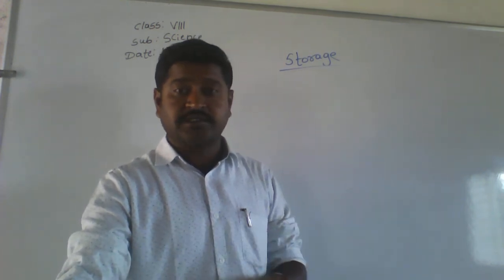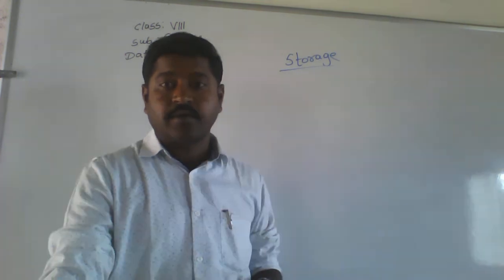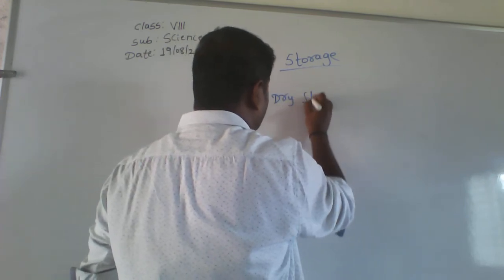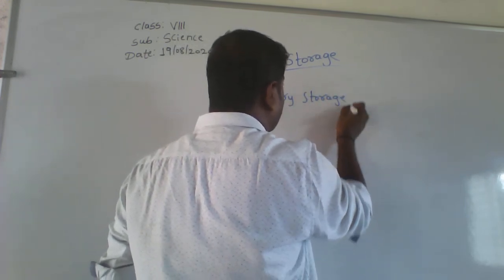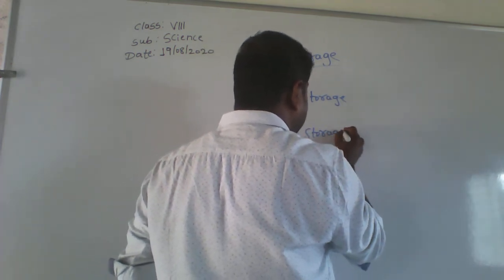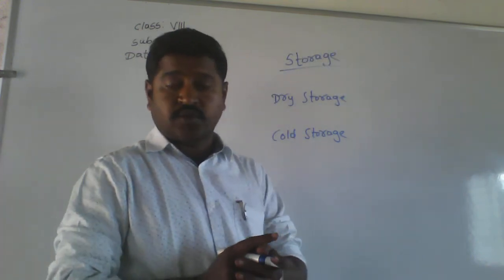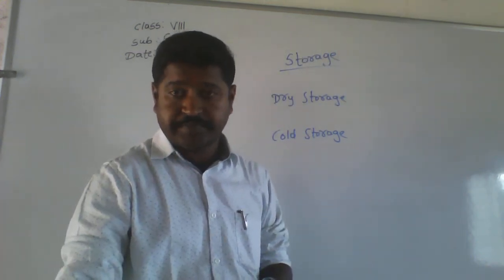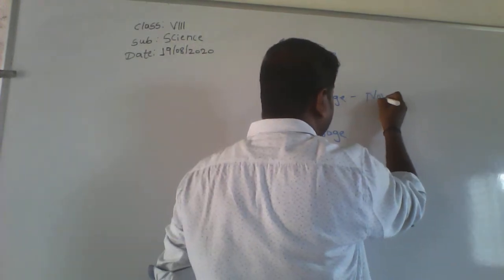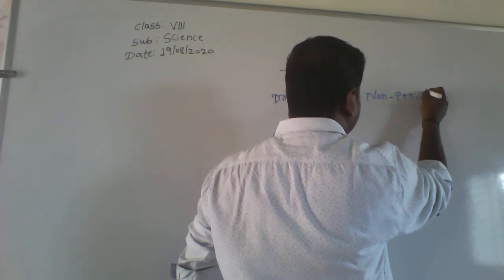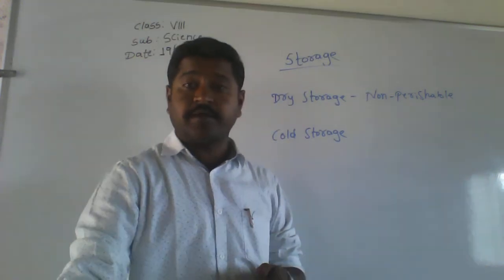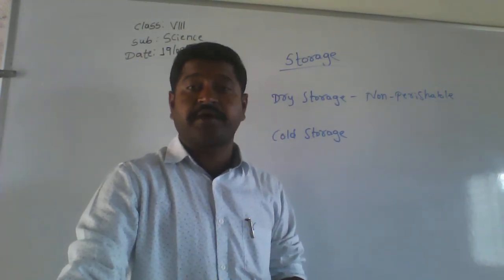Again, in storage there are two types. One is dry storage and the other one is cold storage. What about dry and cold storage? Dry storage is used for storing non-perishable food materials like grains.